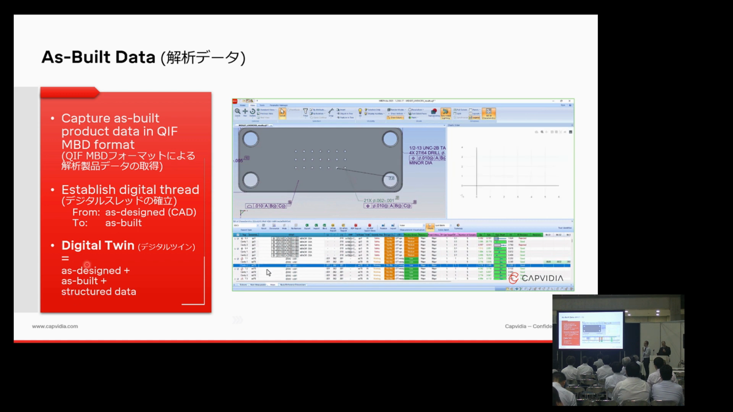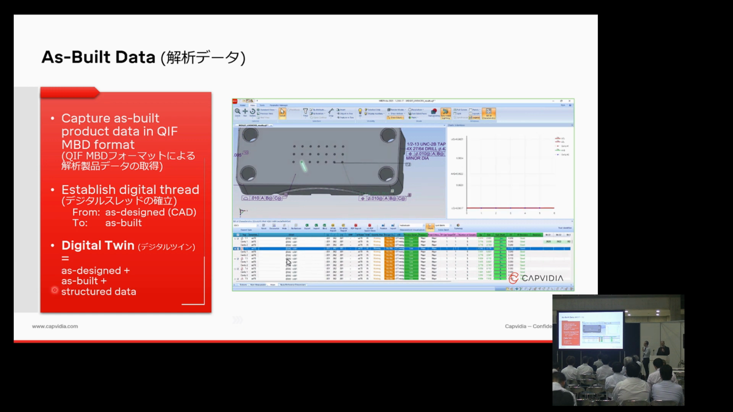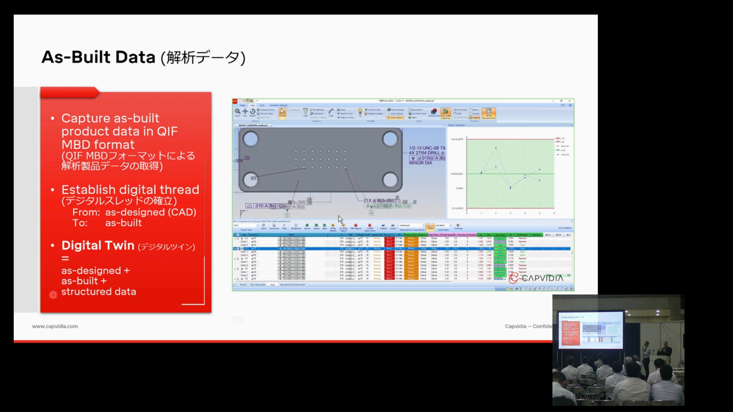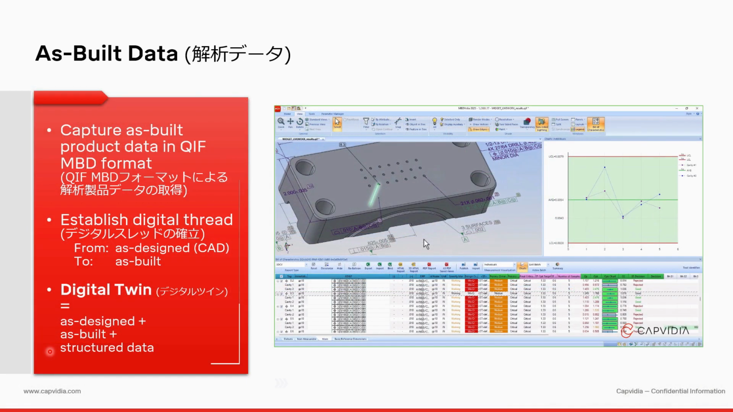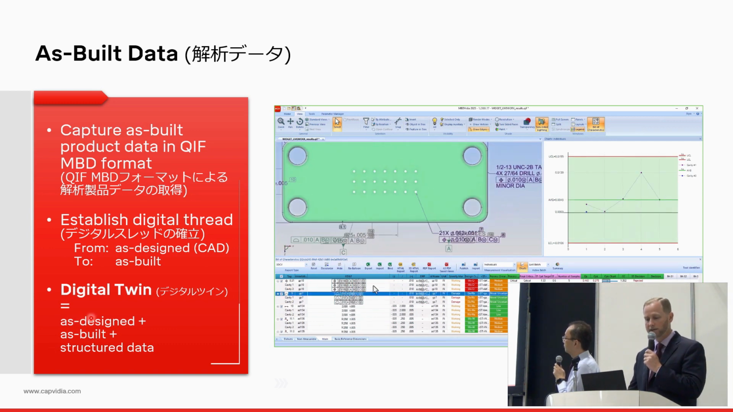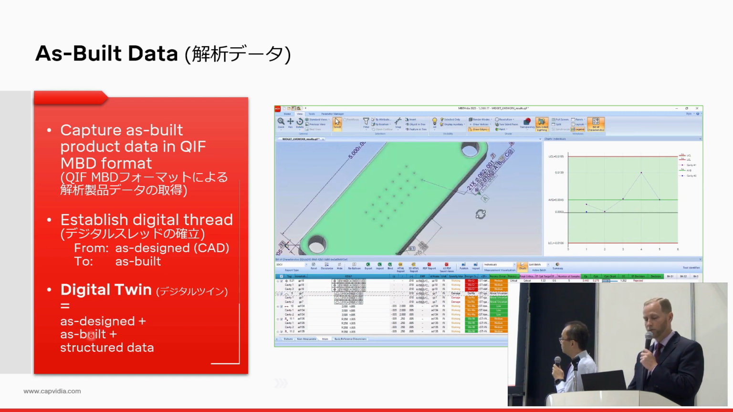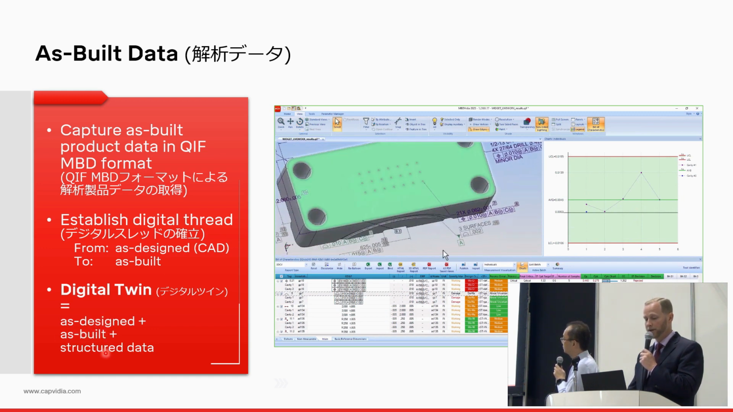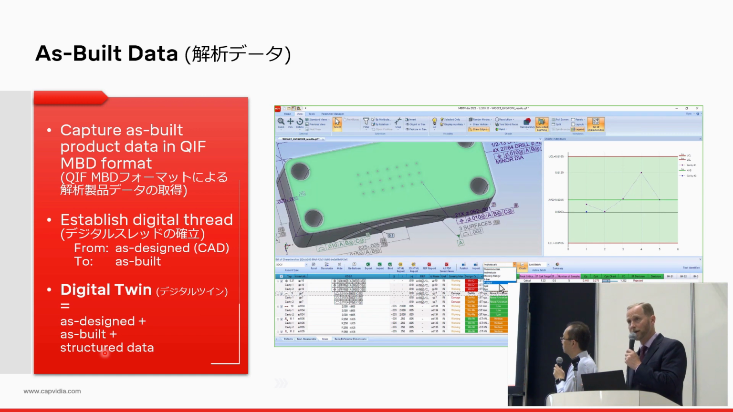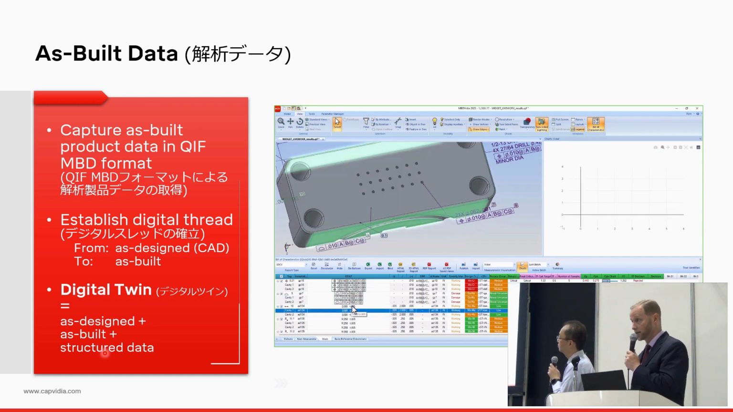But essentially, the digital twin means that you are connecting as-designed data with as-built data, and you are using some form of structured data to keep it all organized. And that's precisely what we see here with QIF, with the association of the CAD data with the 3D annotations, with the results data as built, and the structure is the ISO format to specify all of this data and keep it very well organized.